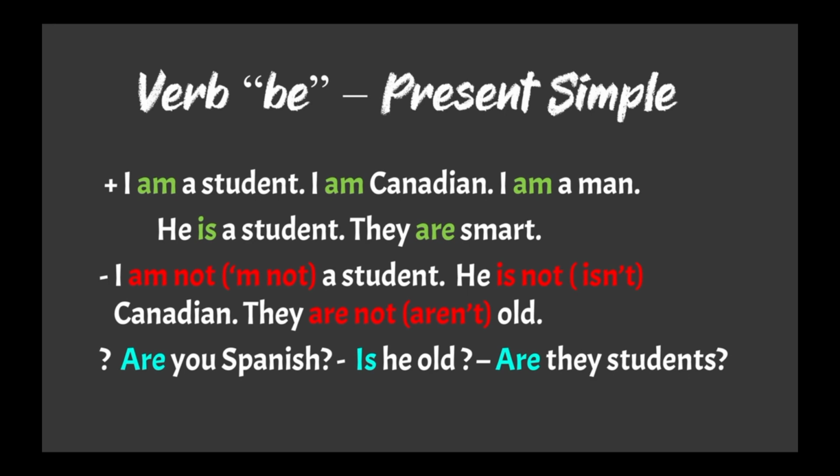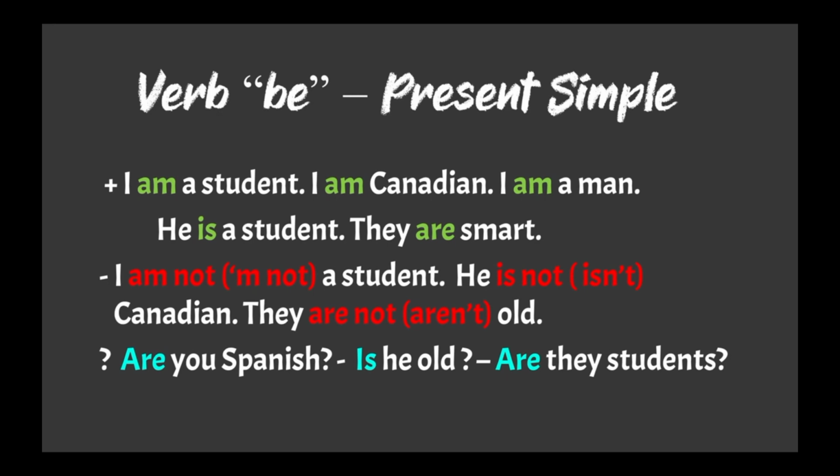What happens with a negative sentence? Well, you just write the not right after the verb to be, like in my example. I'm not a student. He is not, he isn't Canadian. They are not, they aren't old.